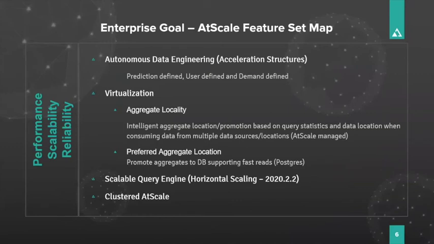Now, as I said, I provided some context around key enterprise goals people have when designing enterprise solutions. In this slide, we are talking about performance, scalability, and reliability. Now we're going to take a deep dive into AtScale feature sets that support these enterprise goals. The first one is the autonomous data engineering feature. That is the key feature and functionality of the AtScale platform.